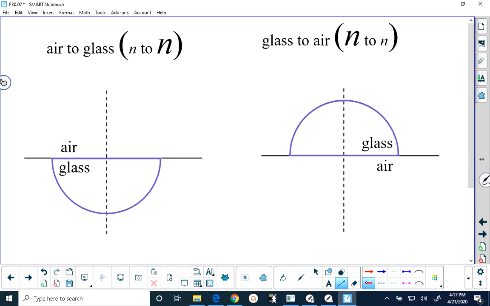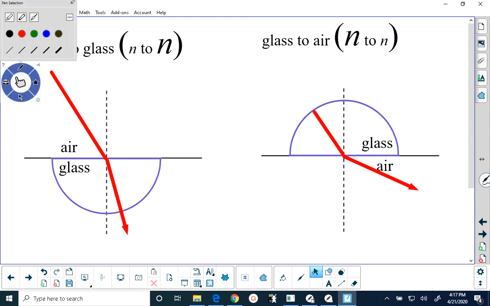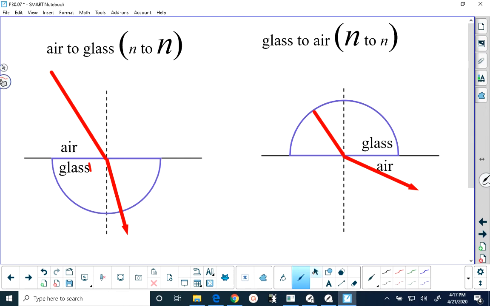So let's draw what we saw. We saw that when the light was in air and then it reached the boundary and traveled into the glass, it refracted towards the normal, so that's what it looked like. On the other hand, when the light was in the glass, when it hit the interface, it ended up refracting away from the normal. And I want to label a few other things on here so that we have a record of it in our notes. I know I talked about it in the video, but it's important that we write this down.